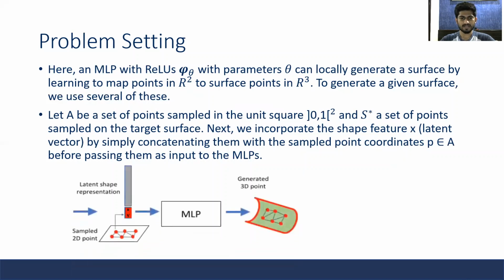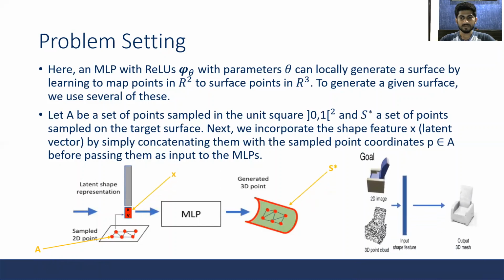So what this does is that you have a latent shape representation, which is a vector produced by the encoder. You concatenate the points which are sampled from a 2D plane, like a unit square. You concatenate these two and pass it into the multi-layer perceptron, which generates the points in 3D space. And you get a patch in 3D space.